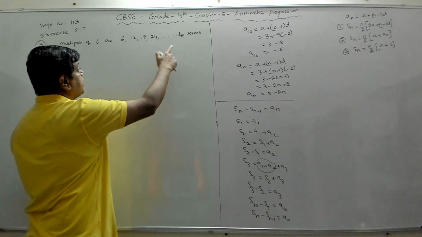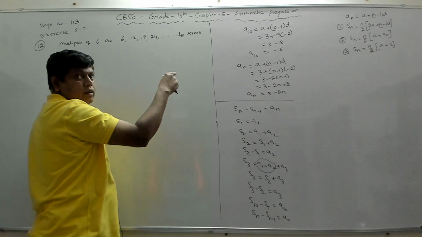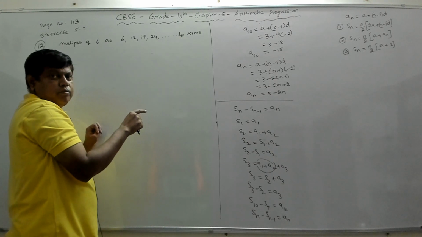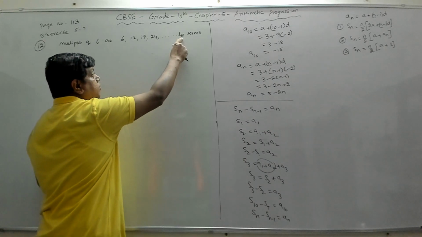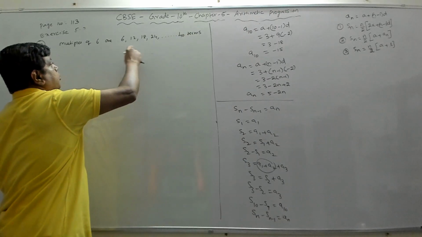Don't think of this as a term. This 40 is not a term here. 40 is the number n, not an. It's not the nth term, it is the number of terms. N terms are there, like that 1, 2, 3, like that, these 40 terms. Totally 40 terms are there.